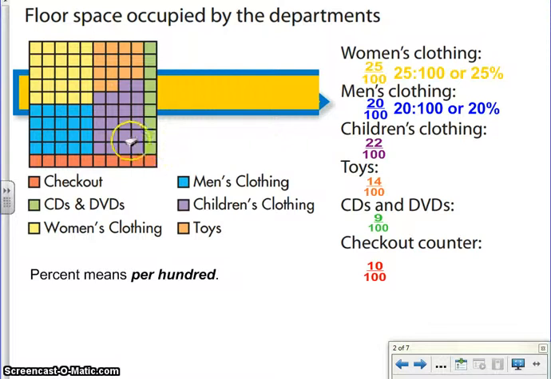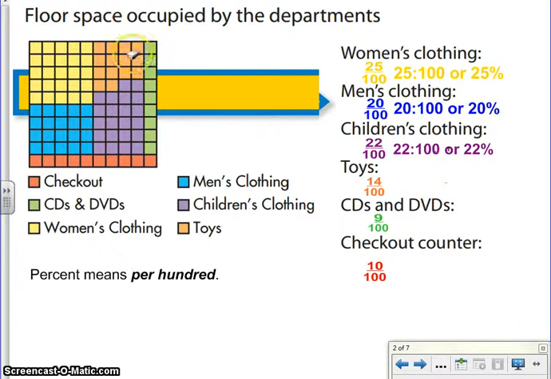Now I'm going to go back and look at the children's clothing. Now this is not a nice even rectangle, but here's what I did. I still counted down where I had equal rows, 1, 2, 3, 4, 5, and counted across 1, 2, 3, 4. So here's my 20, but I had 2 extra. So children's clothing is 22 out of 100. Again, written as my ratio or written as my percent.